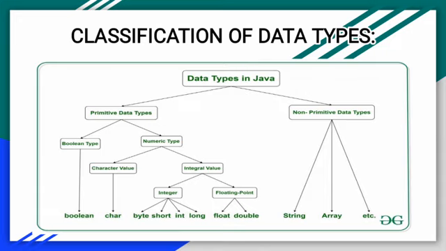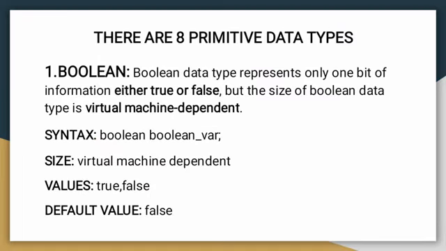Now coming to non-primitive data types. They are classified into string, array and etc. These are basic types of data types in Java. We are going to further discuss in detail about these types in this video, so don't skip it. There are 8 primitive data types.